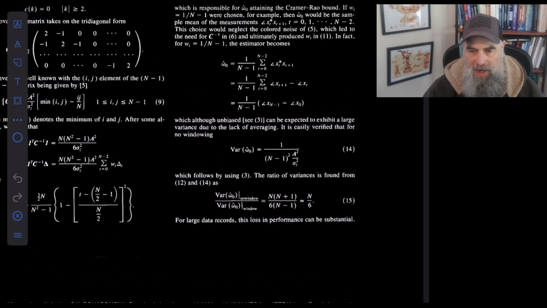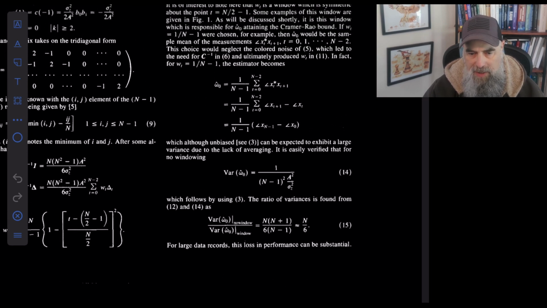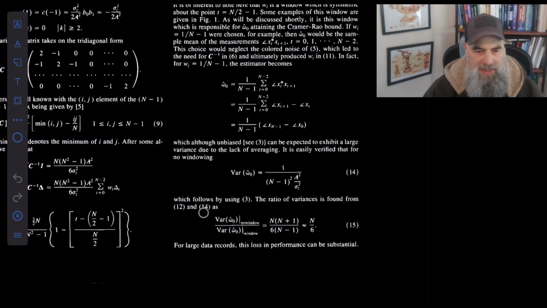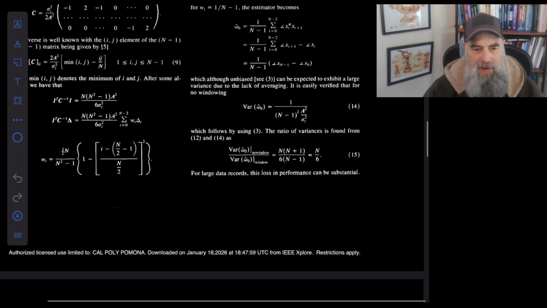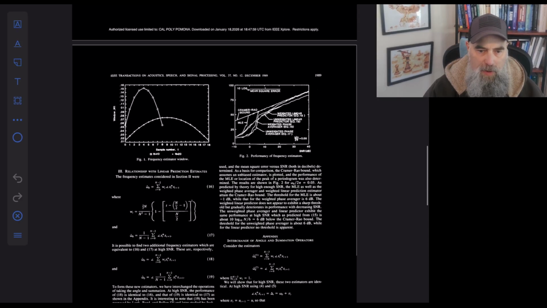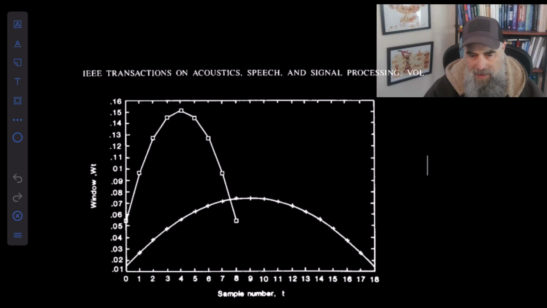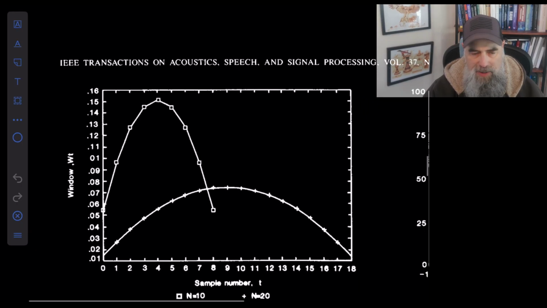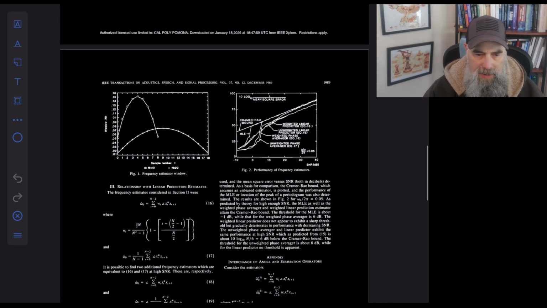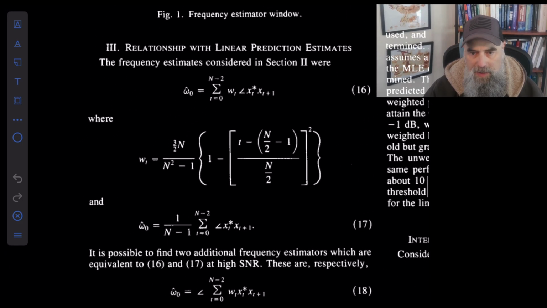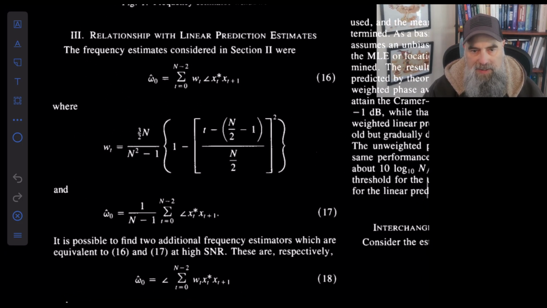by how much? By N over 6. So for large data records, this loss in performance can be substantial. This omega t that we have up there is given to us in closed form. It's actually illustrated here in this graph. This window function, w_t, sorry, not omega t. This term, very easy to implement, and this is the estimator.